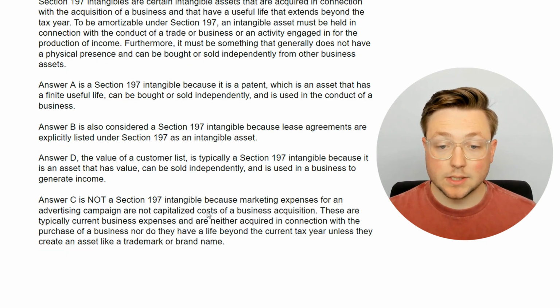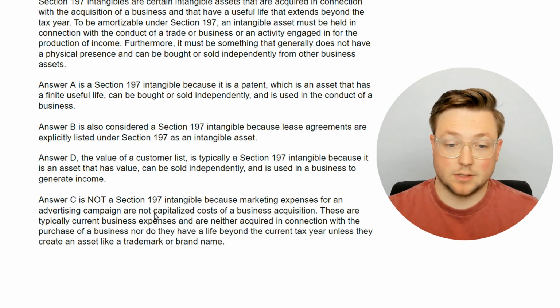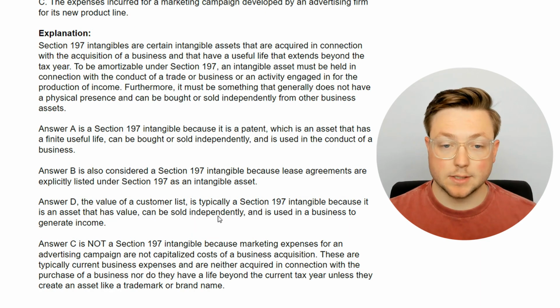And then finally, this one is not correct because marketing expenses for an advertising campaign are not capitalized costs. It's not from purchasing another business. It's just the general course of business, essentially. So, of course, that one's not going to be amortized there.